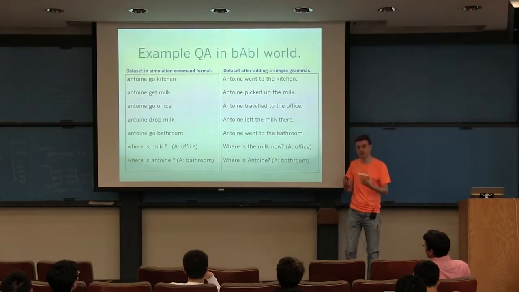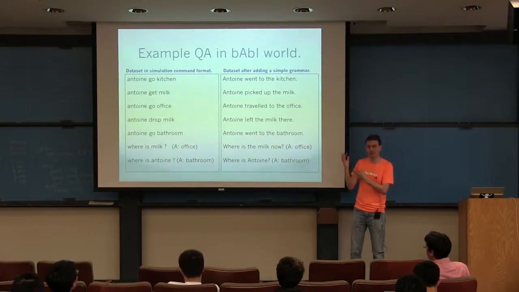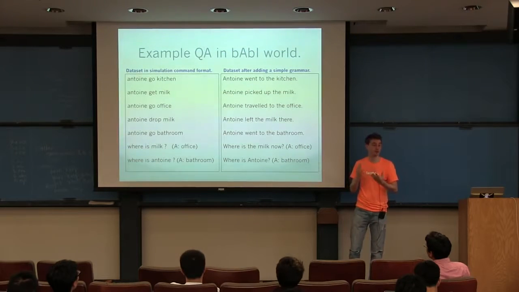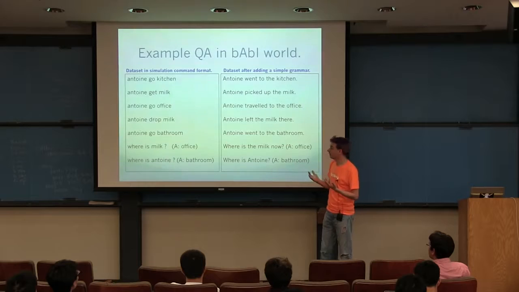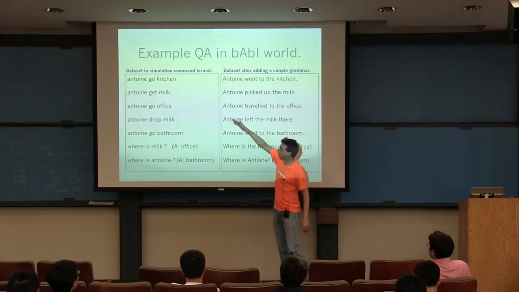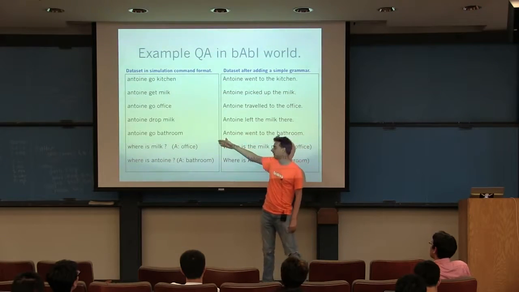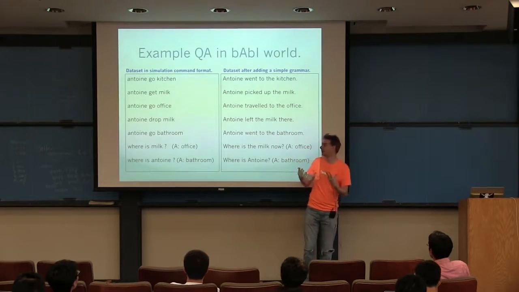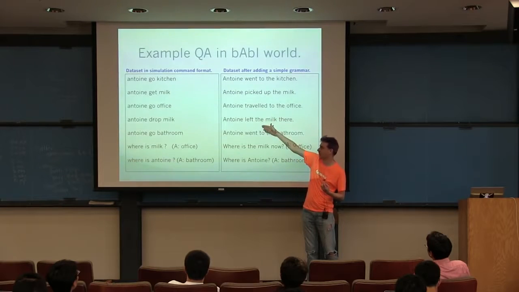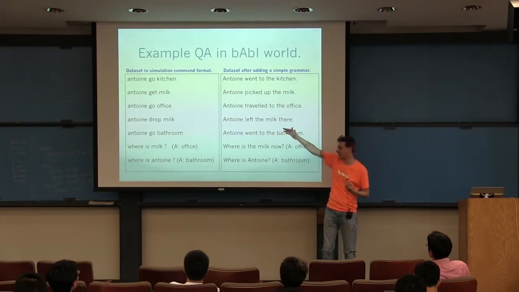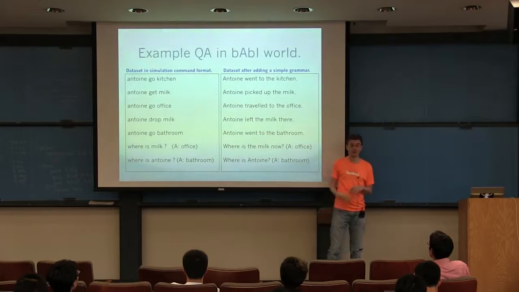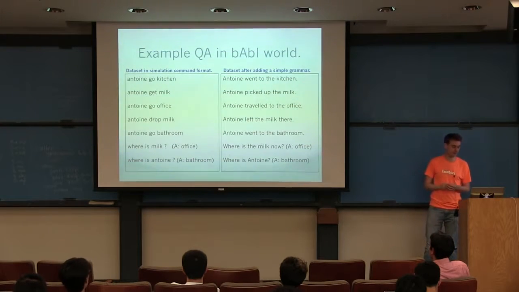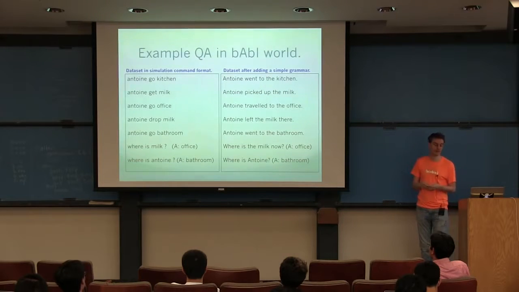So you can see that even in this very simple setup, you can make questions that are a little bit non-trivial to answer, because the machine has to understand what get, go, and drop mean. So that it understands that Antoine got the milk and then he went to the office and then he dropped it, so he no longer has it when he goes to the bathroom, right? So somehow it starts to understand what these things actually mean if it's answering the questions correctly.